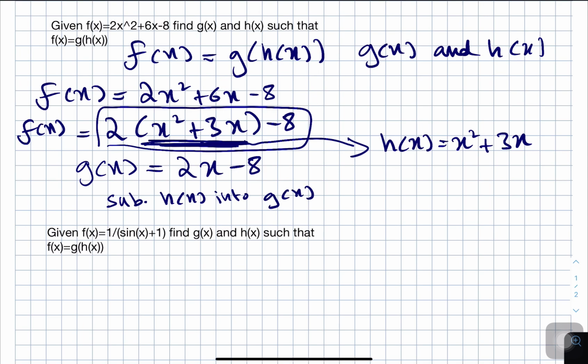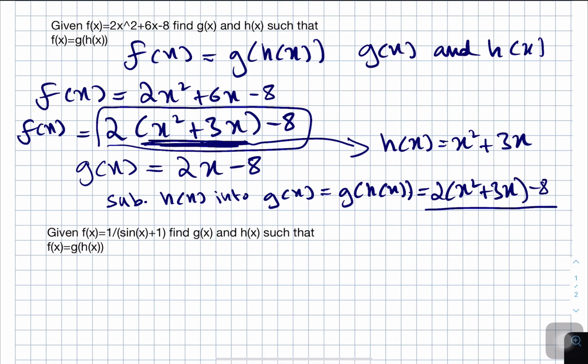What would that give us? g of h of x is equal to 2 times bracket x squared plus 3x bracket close, minus 8, and this thing is equal to f of x. So we have proven this.